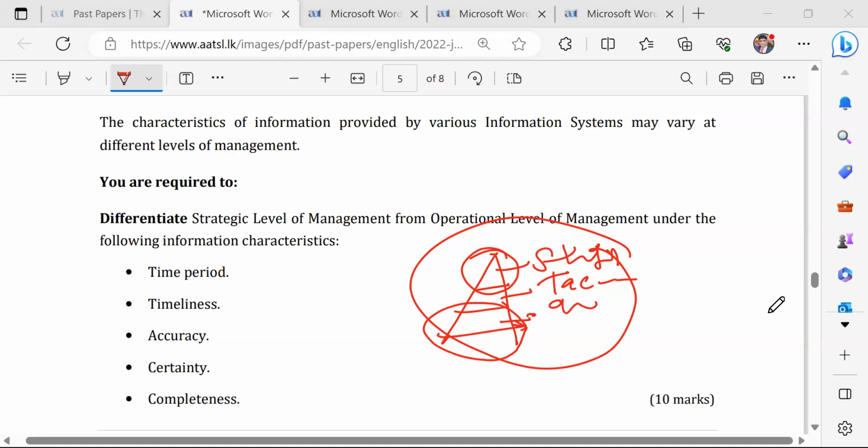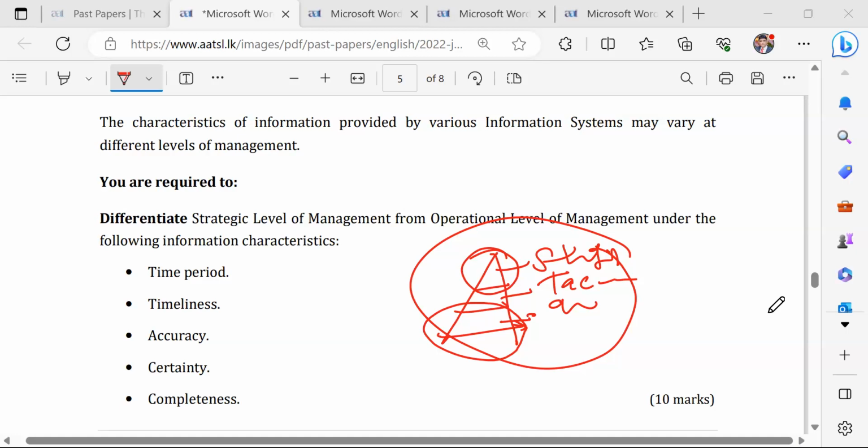As an example, I will explain again about completeness. Partial information means that at the strategic level, they need some summarized information. When it goes to the top level, information is high-level. That means complete information does not go there. As an example, last 3 months sales has dropped. That is the information they have, right? Then detailed information goes to the operational level.